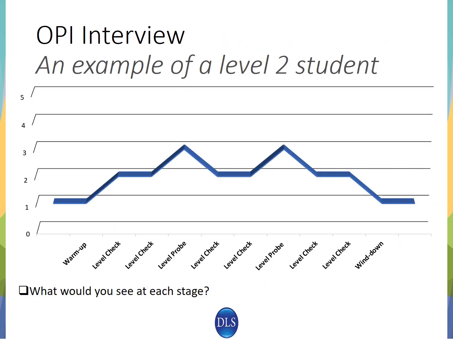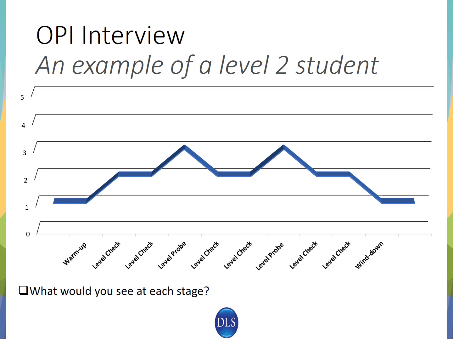For example, here is a diagram of a test for a level 2 student. After the warm-up, which is at a fairly low level, the testers will do 2 level checks. Remember, these checks will be at the level the student is expected to be at, here a level 2. Then the testers do a level probe to see whether the student can perform a level 3 task.